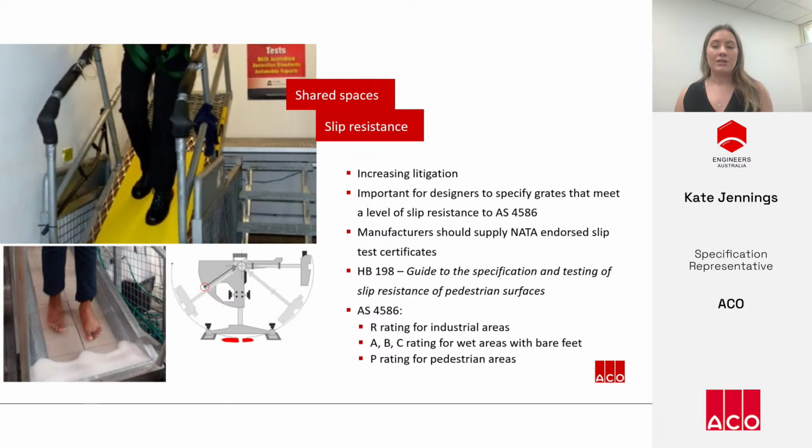The wet barefoot test, pictured at the bottom left of the screen, has ratings of A, B, C and is designed for wet areas with bare feet, such as pools or changing rooms. And lastly, the wet pendulum test, with ratings of P0 to P5, is the most widely used test, as it's the only test that can be conducted in situ. This test is most suited to areas that are rain affected, such as shared spaces and building entries.